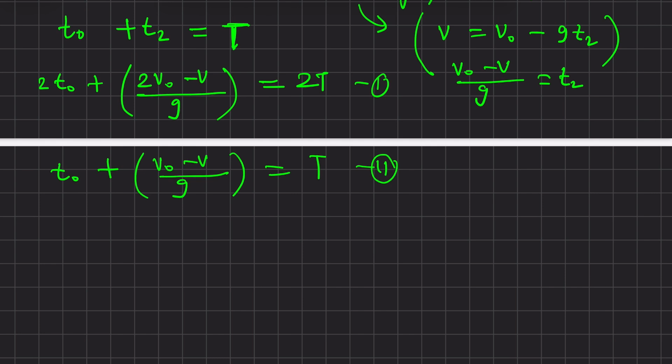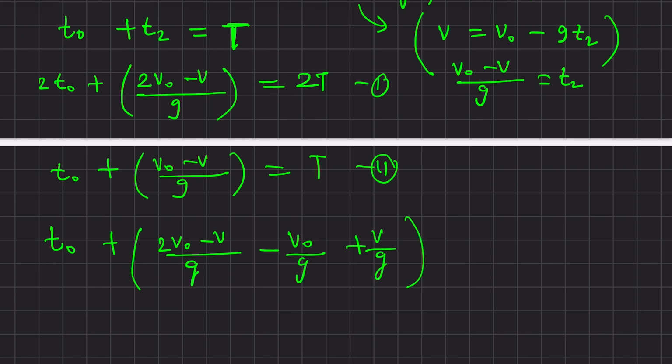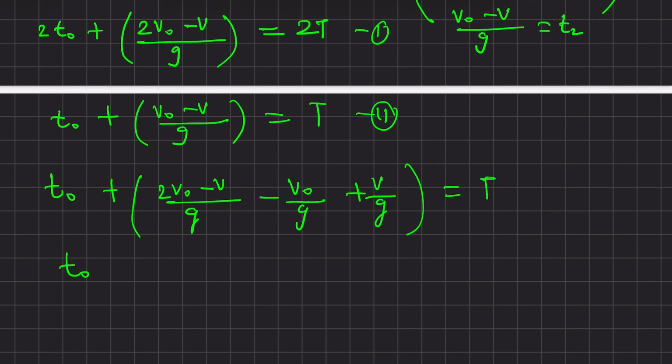So guys, if we subtract, we will get t naught plus 2v naught minus v divided by g minus v naught by g plus v by g is equal to t. If you want to do it this way, I have solved it. So if you see t naught, you can check the calculation also. So guys, it will become v naught by g, and the rest will be cancelled, and that is equal to t.